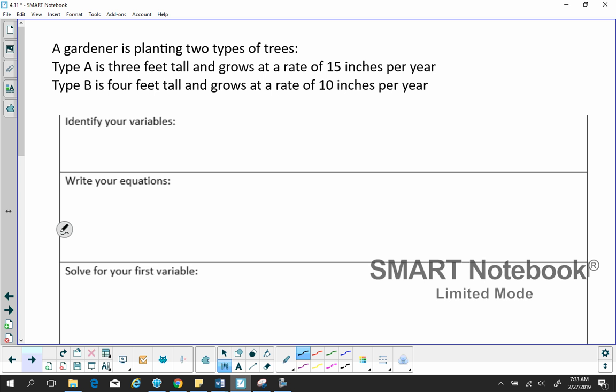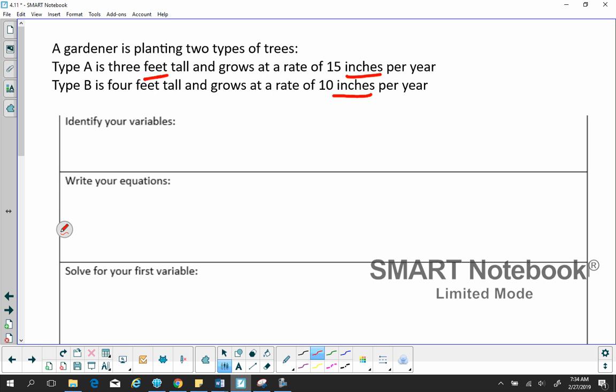So this says a gardener is planting 2 types of trees. There's type A that's 3 feet tall and grows at a rate of 15 inches per year. And B is 4 feet tall and grows at a rate of 10 inches per year. So how we did the ticket in the door is how we're doing this one. But first I noticed that they need to all be in inches.